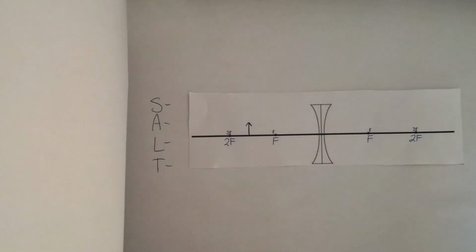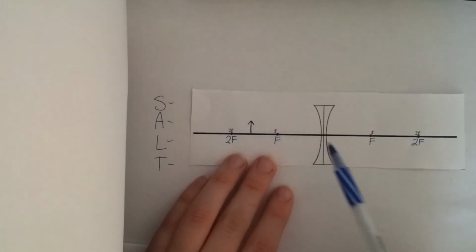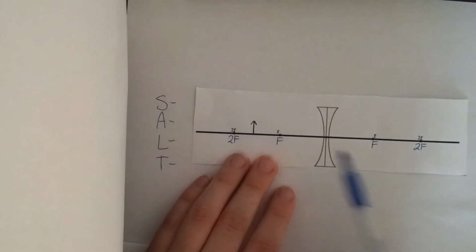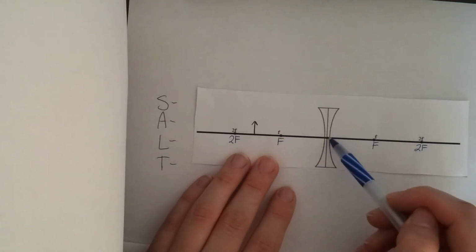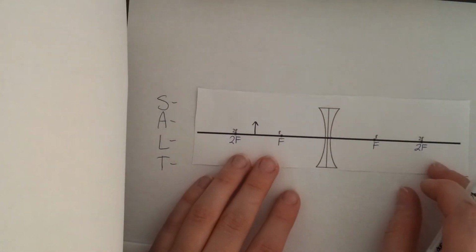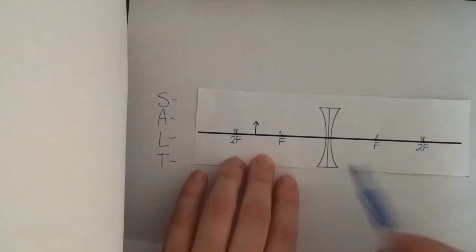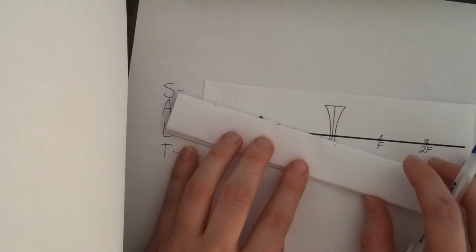will be spreading apart. We have our object here, and the same sort of setup as before, with our principal axis, our 2F on each side, our focus, or F, on each side, and the middle of the lens where it meets the principal axis being called the vertex. We will start with the top of our object, going through the vertex, straight through the lens, and not refracting.